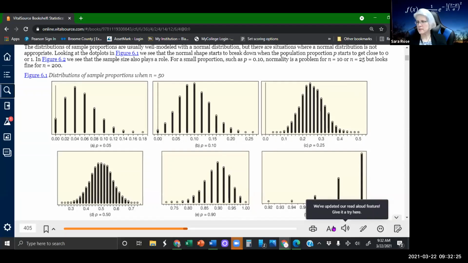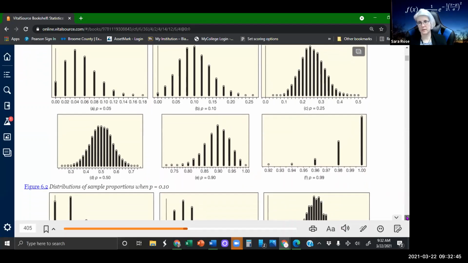And then when we get, I don't want to worry about the read aloud feature. Okay, 0.99, yeah, that is hugely skewed because 1 minus P is 0.1 times 50. Yeah, that one's not going to work with a sample size of 50.